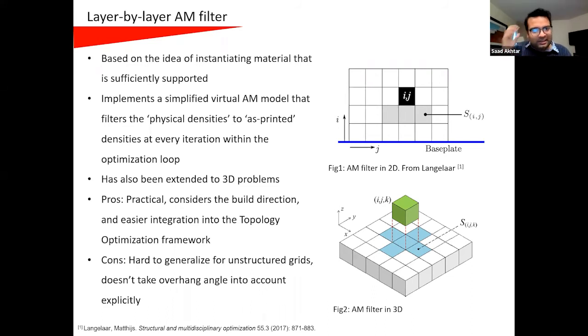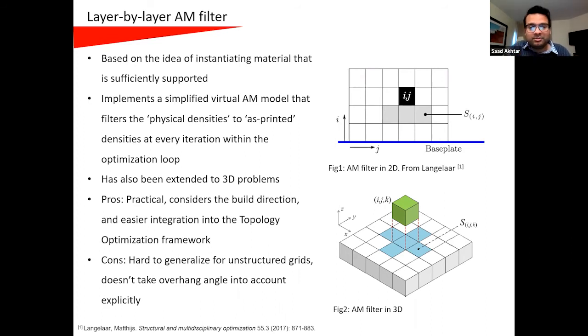So it's basically differentiable. There are physical densities that you get from the topology optimization problem, and then you filter them using this additive manufacturing filter, and that gives you as-printed densities. This happens at every iteration within the optimization approach, and it also extends to 3D problems. Of course, it's practical. It considers the build direction. Build direction, like I mentioned earlier, is the direction in which your part is built, and it is almost always perpendicular to the base plate, although some exceptions are there.